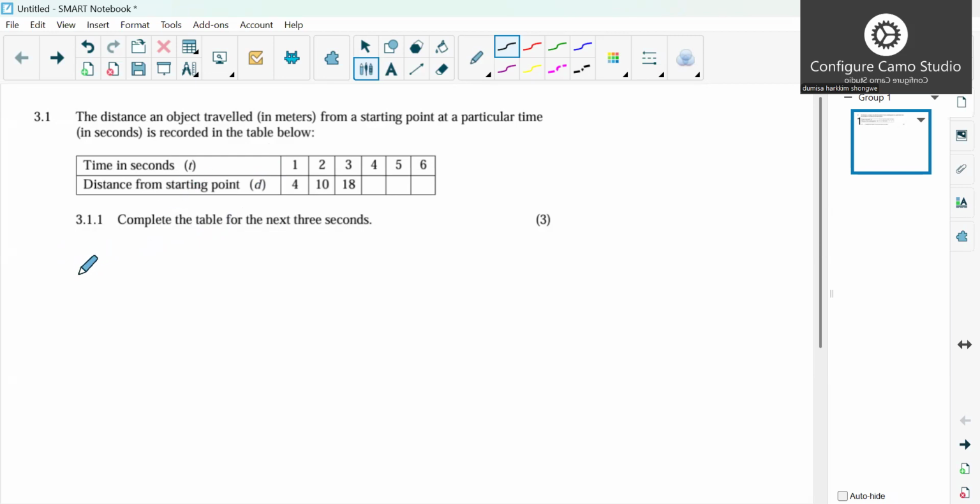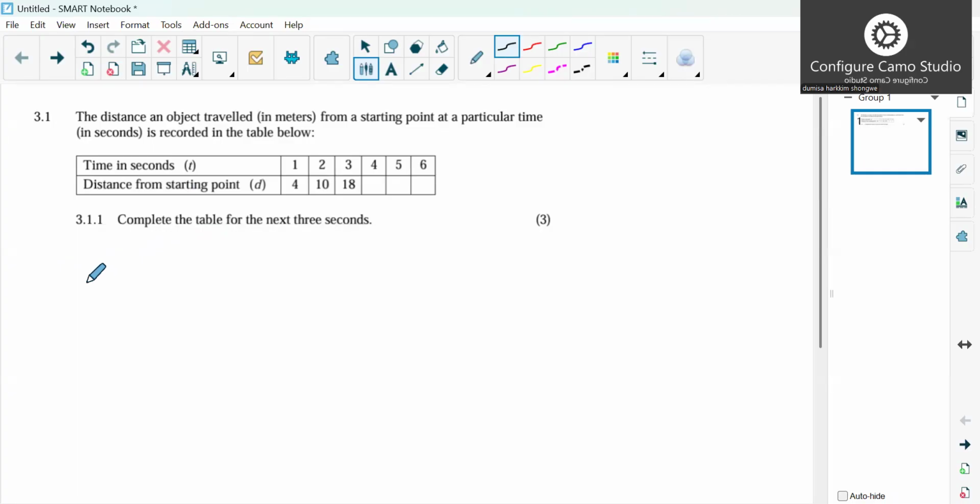Hi guys, welcome to another lesson of the Daily Dose of Mathematics. In our lesson today, we are doing 3.1.1 of the June 2026 Limpopo question paper. I have Sia and Dimpo who are going to be assisting us in the question. Sia, what is our question? The distance an object travels from a starting point at a particular time is recorded in the table below.